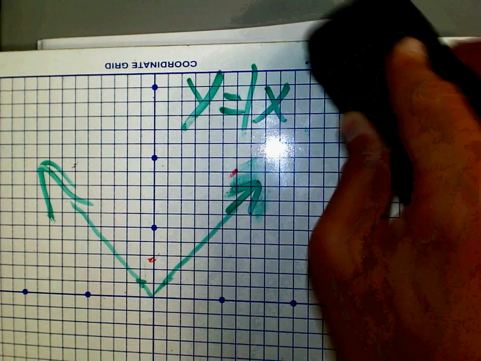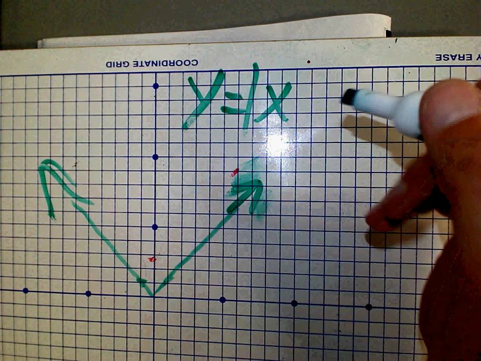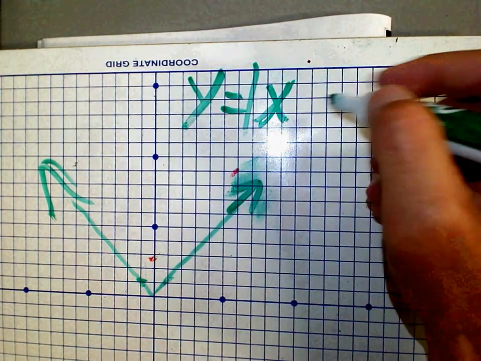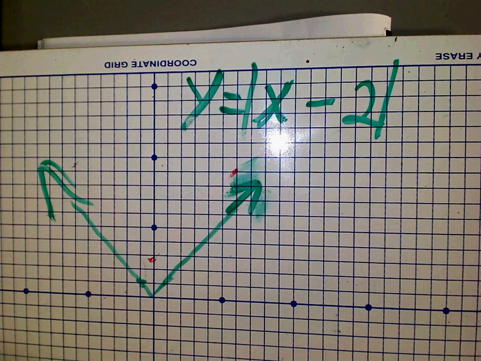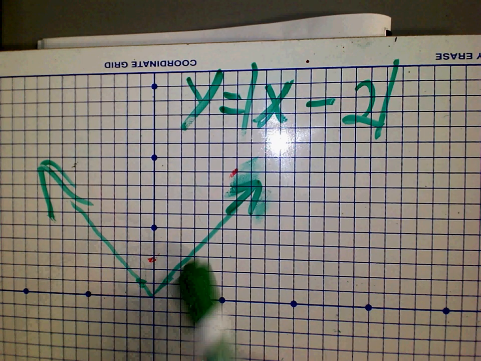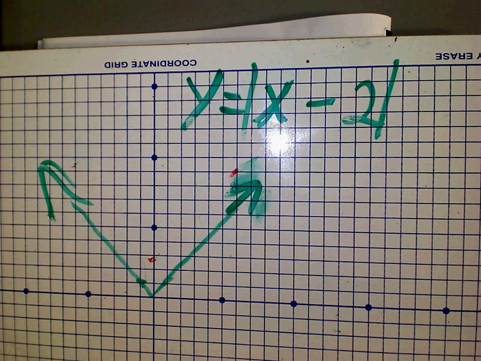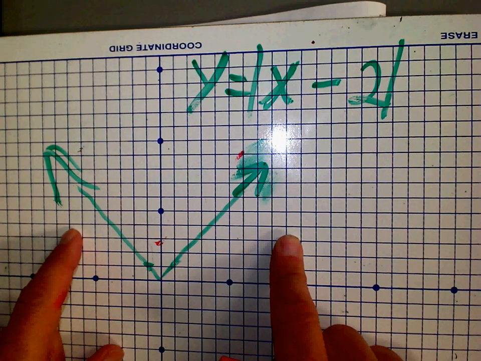What if, instead of something on the outside of the absolute value bars, we did this? X minus 2 on the inside of the absolute value bars. What do you think would happen to this parent function if you had a -2 right there? It would go over. Which way, right or left? Left? Incorrect.